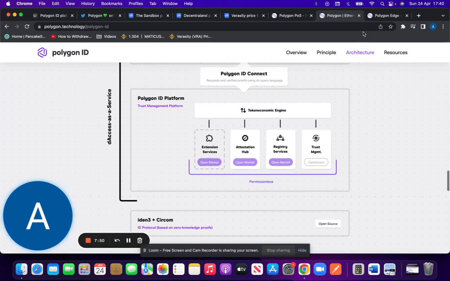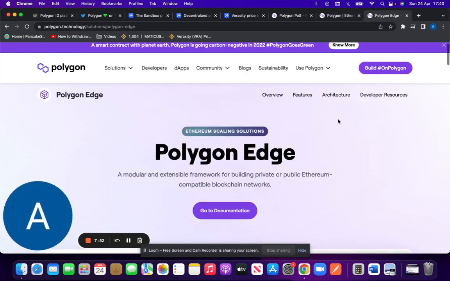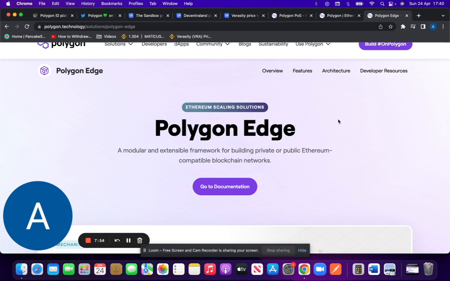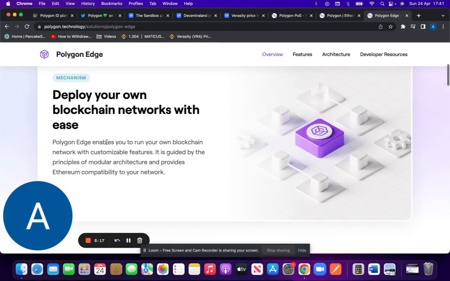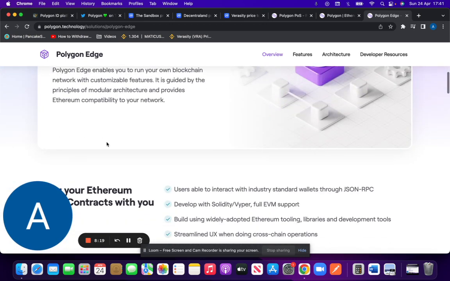And the final product I wanted to cover off was Polygon Edge. Polygon Edge is an extensive framework for building private or public Ethereum-compatible blockchain networks. So you can build your own Ethereum chains on there and deploy your own blockchain networks with ease. Polygon Edge enables you to run your own blockchain network with customizable features. It is guided by the principles of modular architecture and provides Ethereum compatibility to your network.